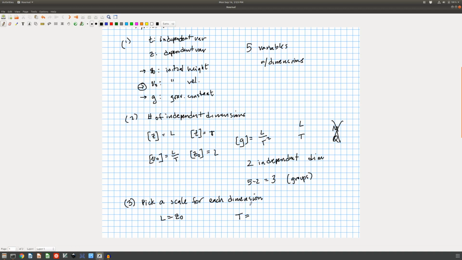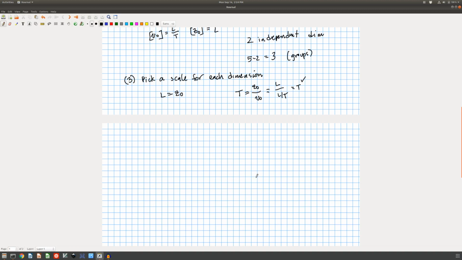So to pick a time scale, I get z0 divided by v0. Remember, that's a length over a length per time, which is equal to a time scale. So that makes sense. Now I've picked a scale for each dimension.